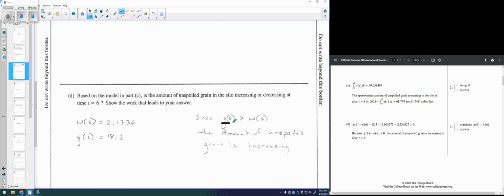How do I know that? Because G of 6 is greater than W of 6. Show work that leads to your answer. There's my work that leads to my answer. Okay, so you had to have this. You have to show the work that leads to the answer. Okay?